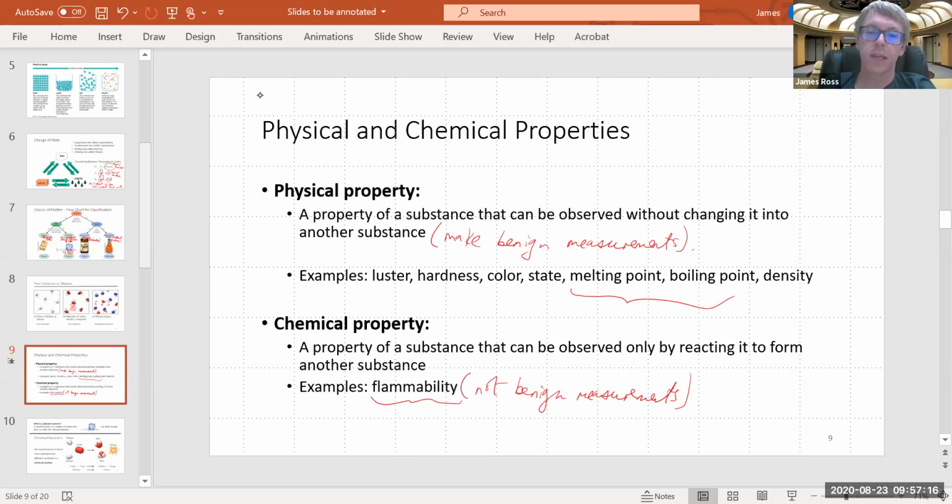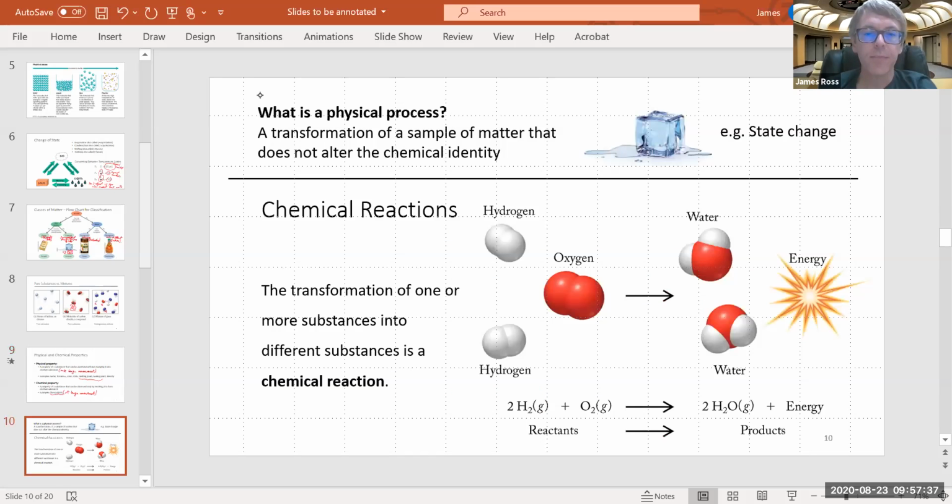So unfortunately, you demonstrating that property. Look, it's burning. Look, it's burning. Show me again. Oh, I can't now because I burnt it. I need another fresh sample. So these are not benign measurements. So hopefully I've made that at least as clear as I can. So they're the properties. Let's look at the processes. Now, I would learn these together, but keep the distinctions clear in your mind.